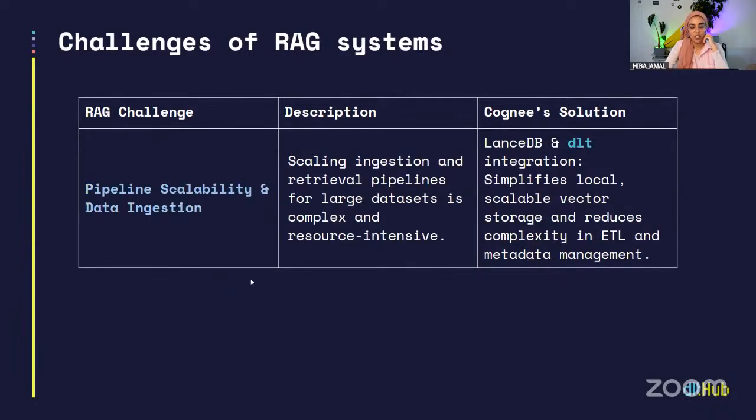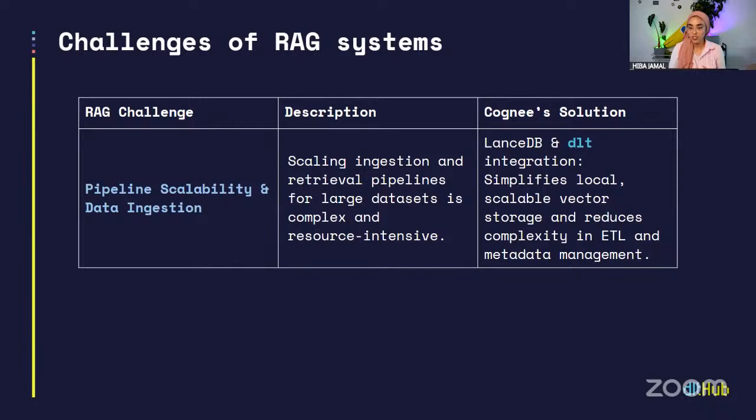Then we have, I think, a data engineer's biggest nightmare, which is pipeline scalability, and then also data ingestion, right? So when you have traditional RAG systems, scaling large data sets and really complex sources becomes quite resource intensive, right? Where do you store the sources? Where do you store the vectors? How are the retrieval and the incremental saving of new sources done? It could be quite complex.